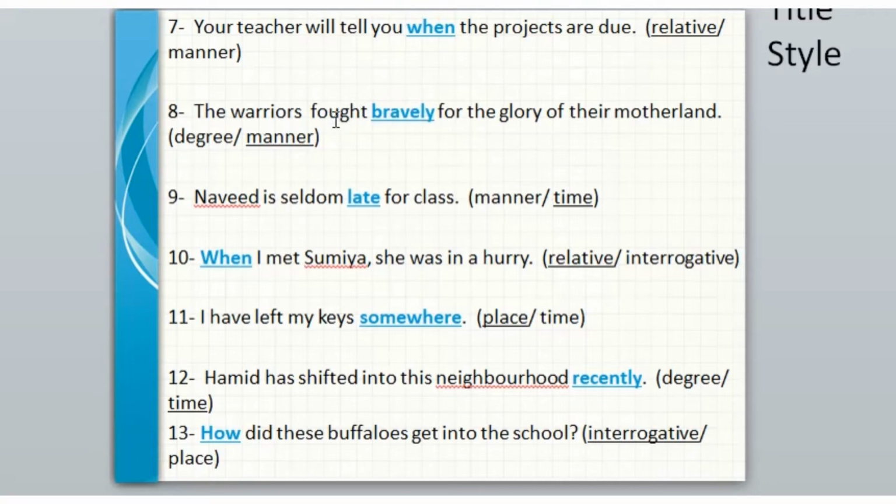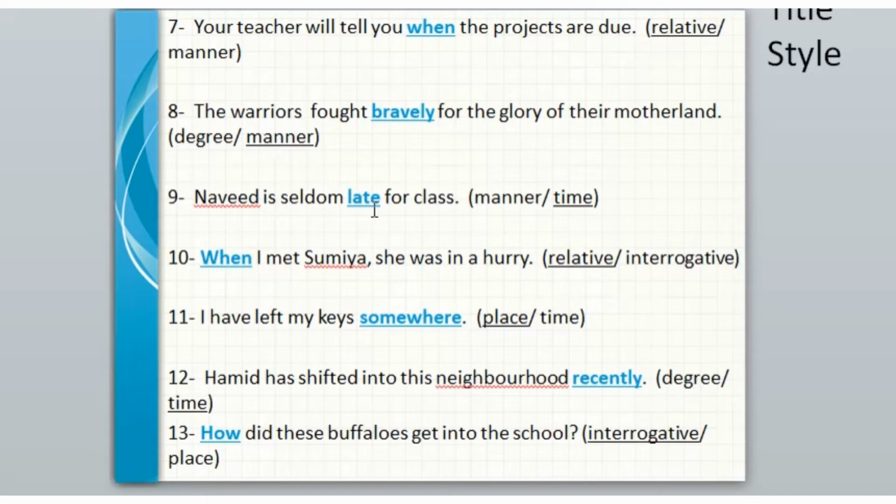Now students, how is it placed? Besides doing this exercise, I want my students to focus also on how they are used in a sentence. It is just used after the main verb. Okay, you see students, fought bravely. Bravely is defining what kind of fight that was. So bravely is the adverb, you will underline, and in the brackets you will put tick on top of this option, adverb of manner.